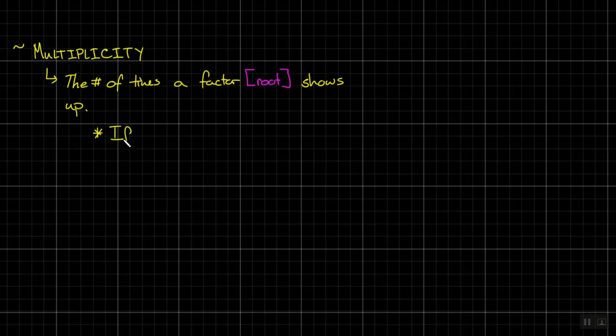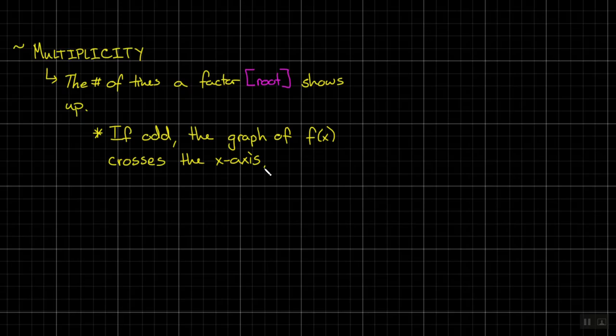If odd, the graph of, and I'm just going to call it f of x, even though it might not be f every time, crosses the x-axis. Now, for our purposes, if we're doing our number line and not really truly graphing it yet, we don't have to necessarily think about it crossing the x-axis.